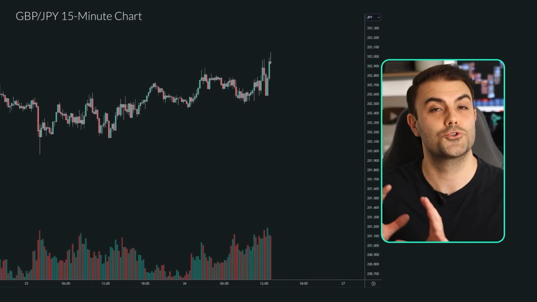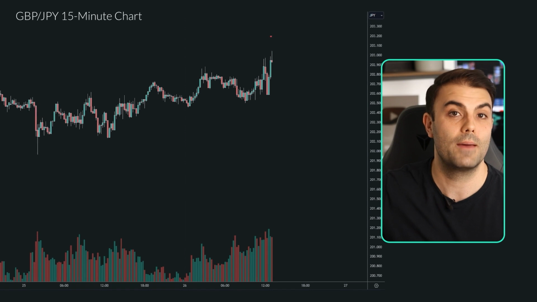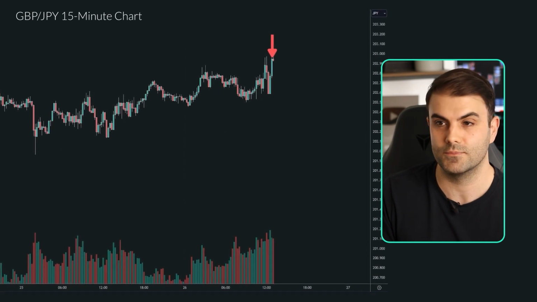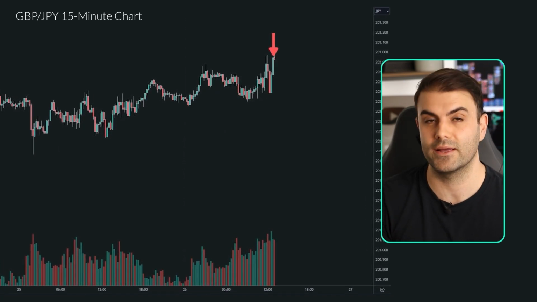For example, let's go through a recent trade that I took on pound yen. So you can see it here. The price was in a short-term range and the situation met my criteria for a short trade entry towards the top. I had positive expectancy.